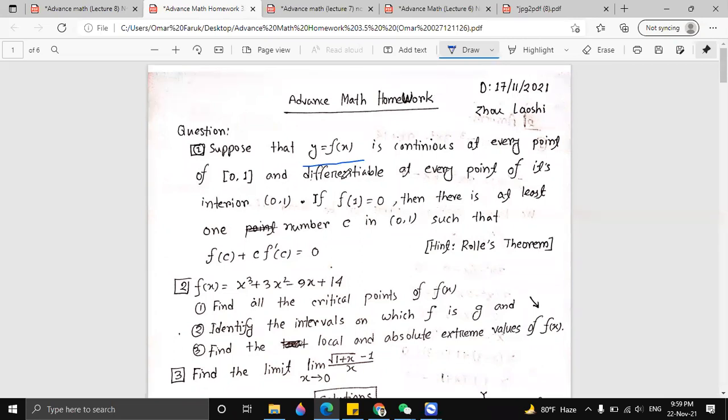So this part here is a closed interval, and this part here is the open interval. If f of 1 equals 0, then there is at least one number c in (0, 1) such that f of c plus c times f derivative of c is equal to 0.